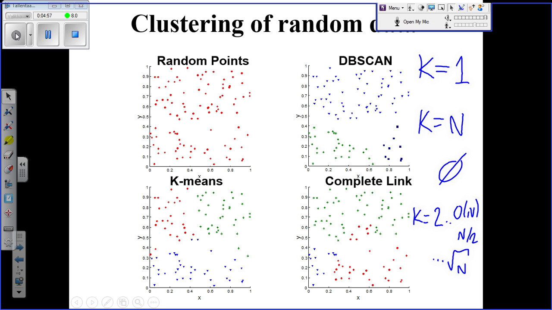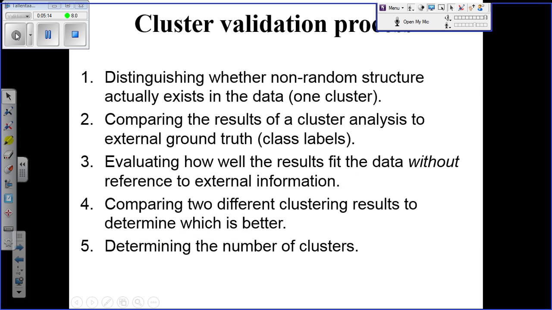And if you apply the algorithm, you can see that even k-means, with this sum of squared criterion, will find some kind of clusters. Other methods, complete link, will find different clusters, DBSCAN different clusters. So the algorithm doesn't know that there are no clusters, it just will find them.